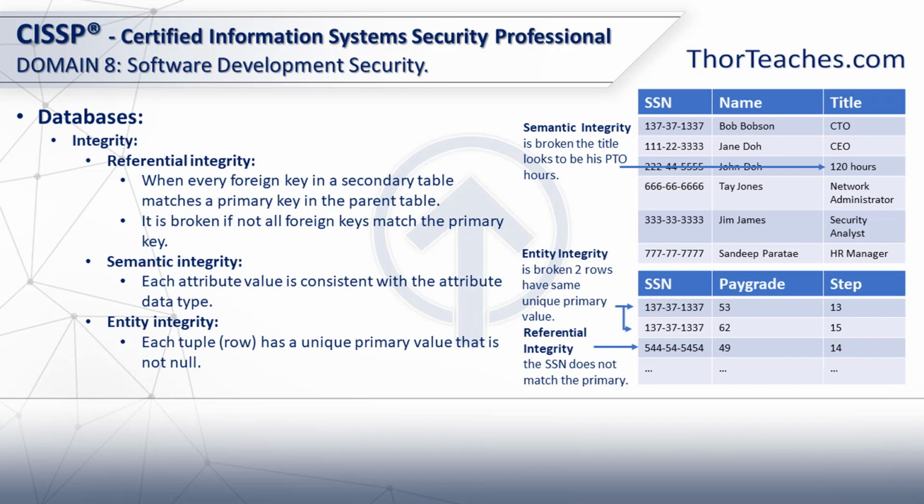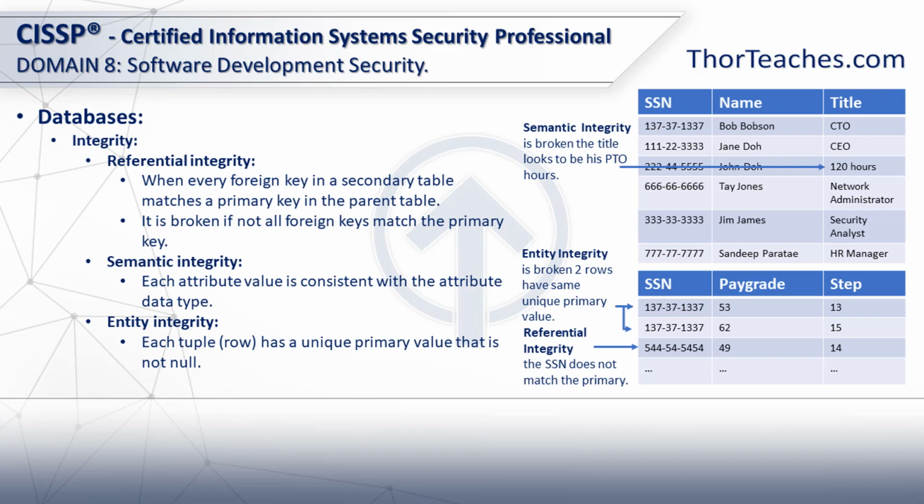Semantic integrity, you can see here at the top, John Doe's title is no longer CFO, he is now 120 hours. That could be his vacation or something else. Semantic integrity is the wrong type of data for a certain data attribute type. I hope 120 hours is not a title.